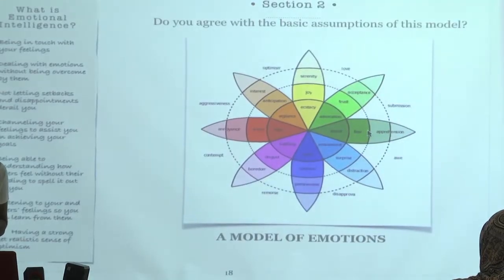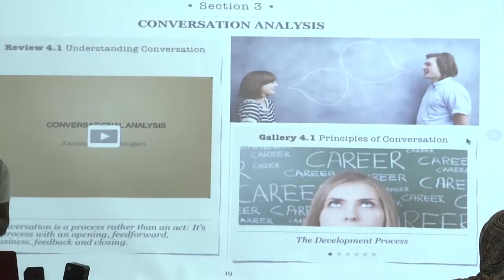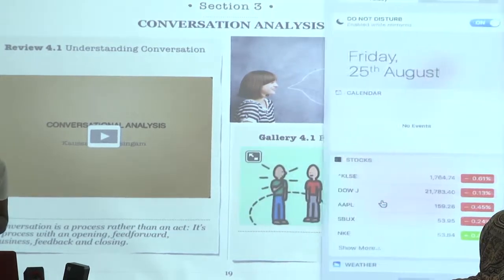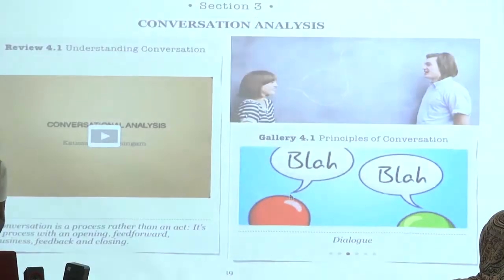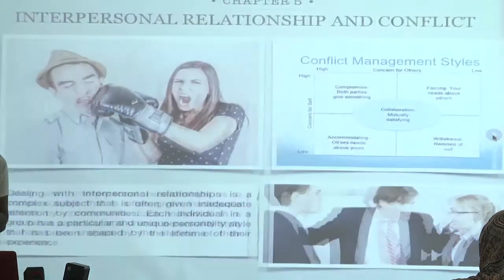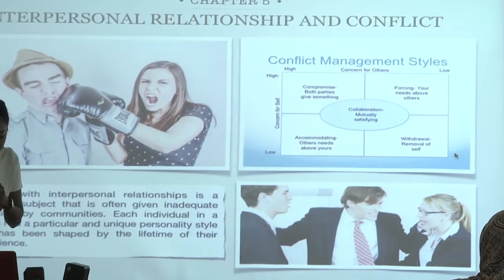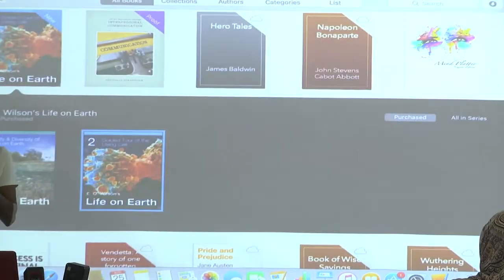Okay, and then I use a model of emotions, and emotional intelligence, and I put in Keynote again. And here I have pictures. I just keep adding as much as I can so that they have more to see, because they have learned a lot. And then this is interpersonal relationships and conflict. So it's almost done. Practically, that's all iBooks is about.